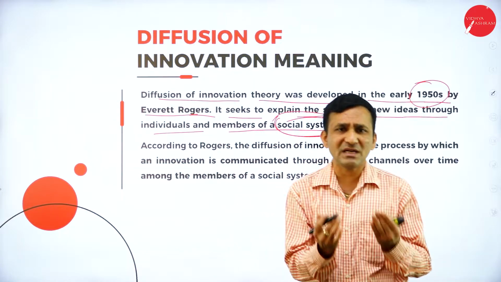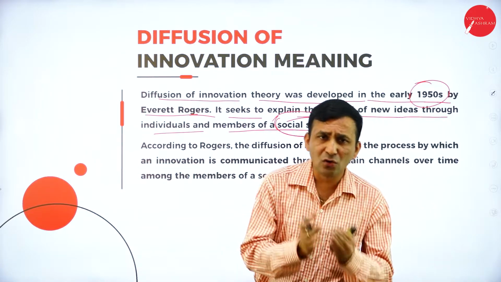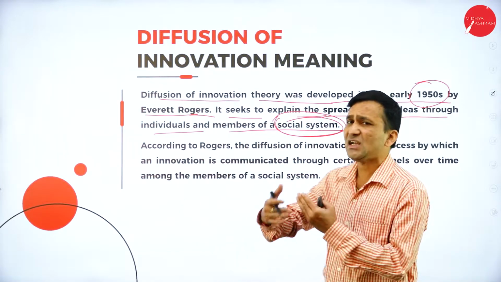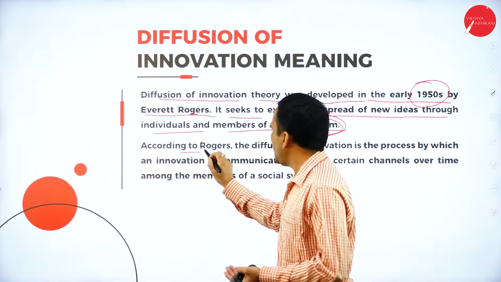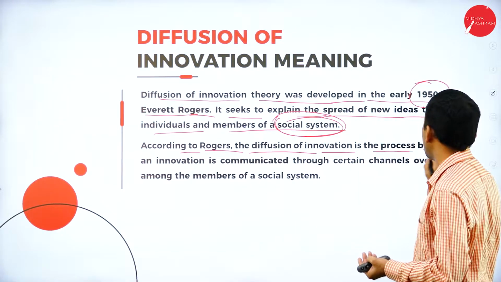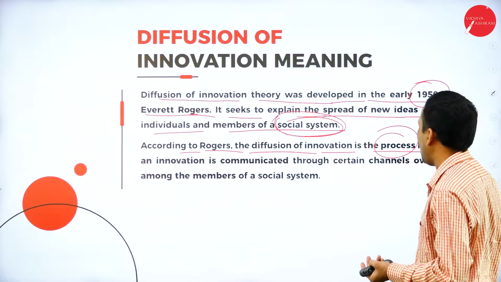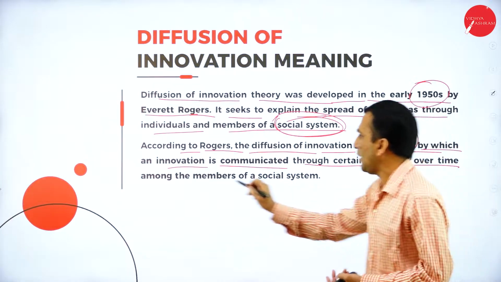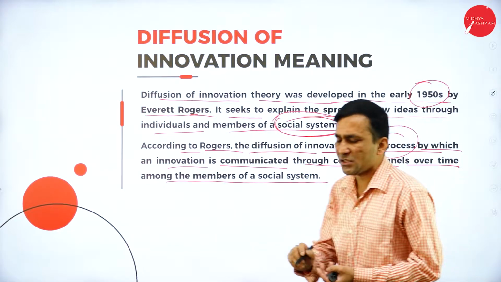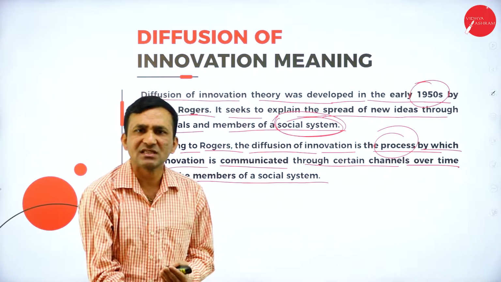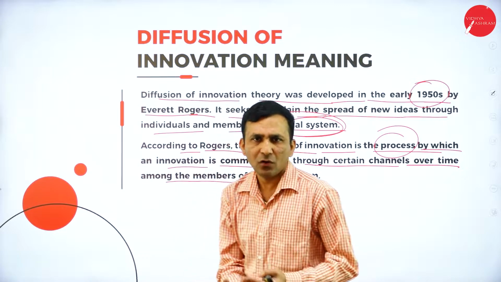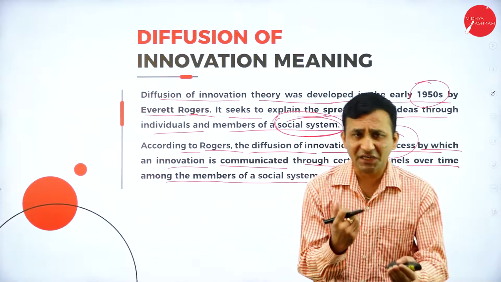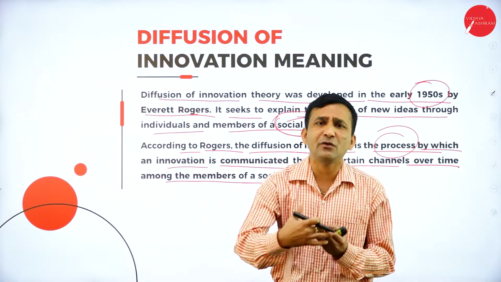Now for example, if one person knows about your product, it can spread by word of mouth, right? So how fast you are spreading the message. According to Rogers, diffusion of innovation is a process by which an innovation is communicated through certain channels over time among the members of the social system. How fast you are spreading the message about your product and service will lead you to capturing more market share. So that's what you need to spread very fast.